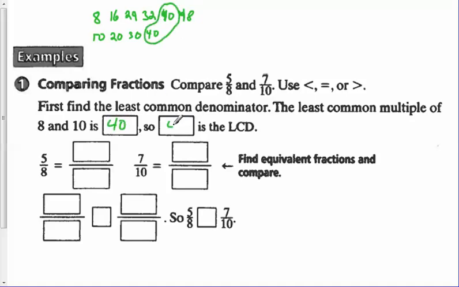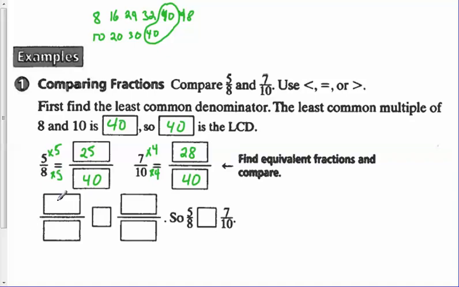So that is what I'm going to work with. I want to make my denominator 40, but how did I get there? Well, 8 times 5 is 40, and so whatever I do to my denominator, I have to do to my numerator. And the same rule applies: if I had to change my numerator, I do the same thing to my denominator. So 8 times 5 is 40, so 5 times 5 is 25. Now, I multiplied 10 by 4 to get to 40, so I have to multiply 7 by 4, and I get 28.